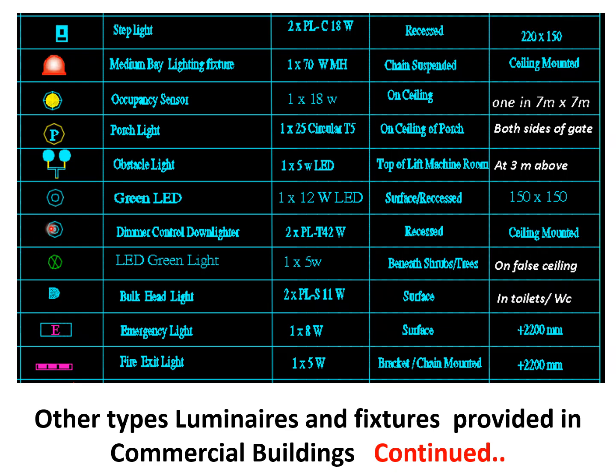Dimmer controlled downlighters are shown like this. LED green light, 1 into 5 watt, is provided inside the emergency light fittings. A bulkhead fitting is provided normally in public areas where there is a danger of the fitting being stolen, so a simple type of fitting is provided. Emergency lights are necessary as per firefighting rules, and these fittings are shown at fire exit points.